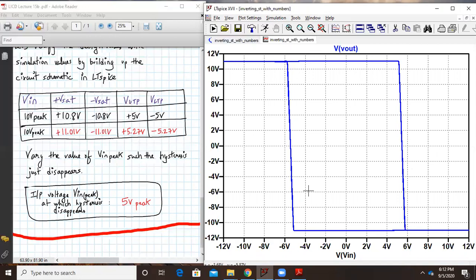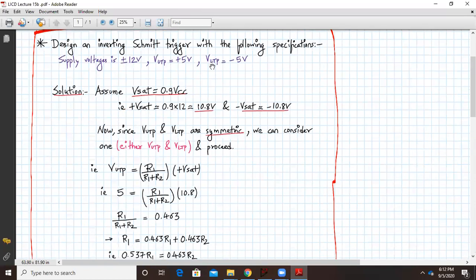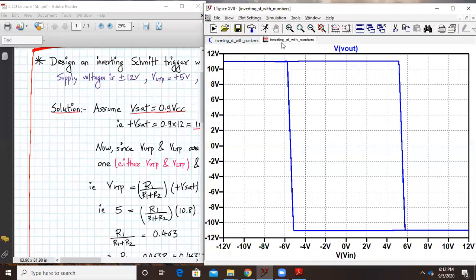So this is my hysteresis curve for my design circuit for the symmetric inverting Schmitt trigger, and we are getting close to plus 5 and minus 5. So that works very well, and this is the proof of it. So this is my circuit in LTspice schematic, and this is my output hysteresis curve, V in versus V out.